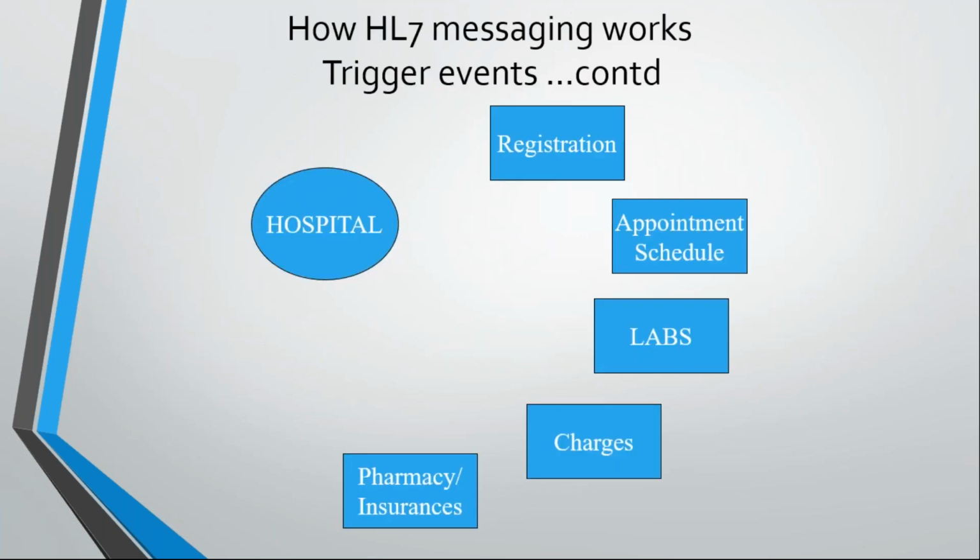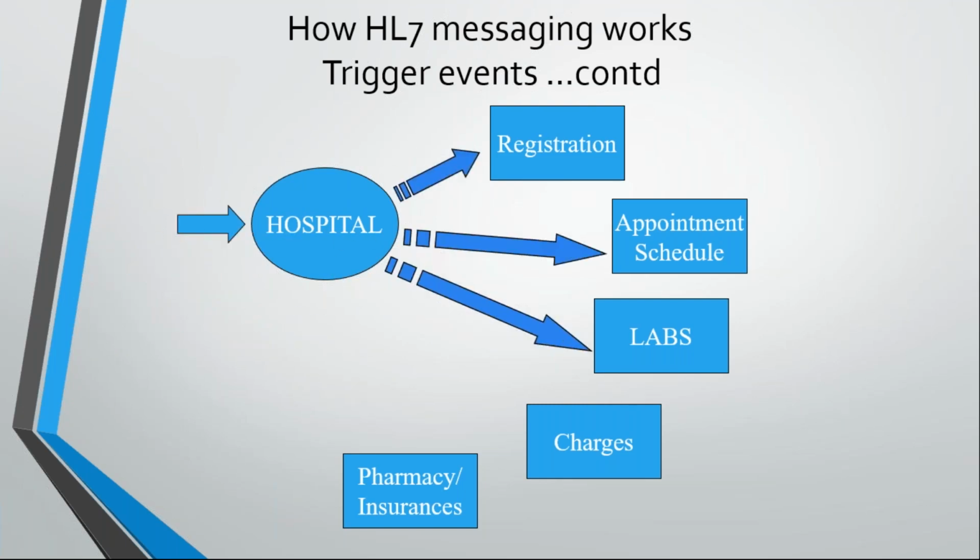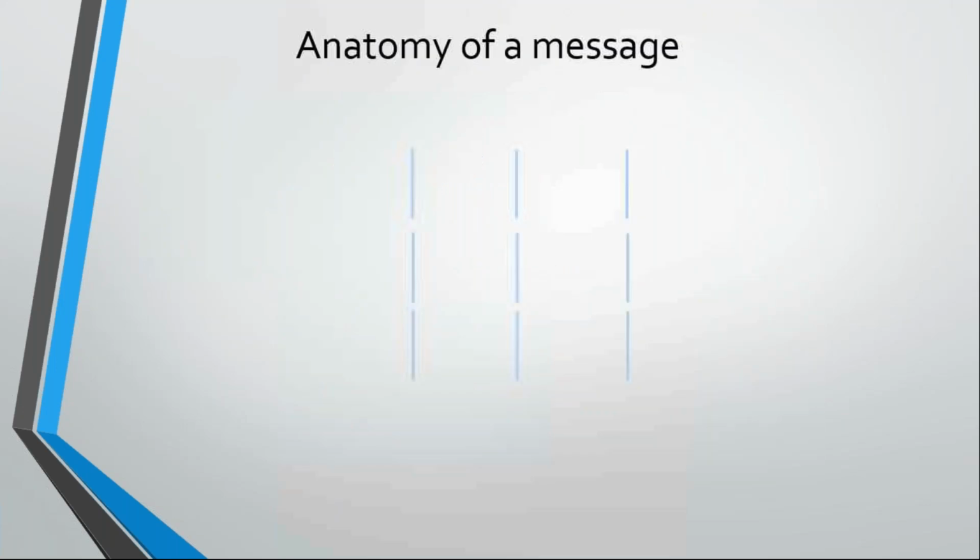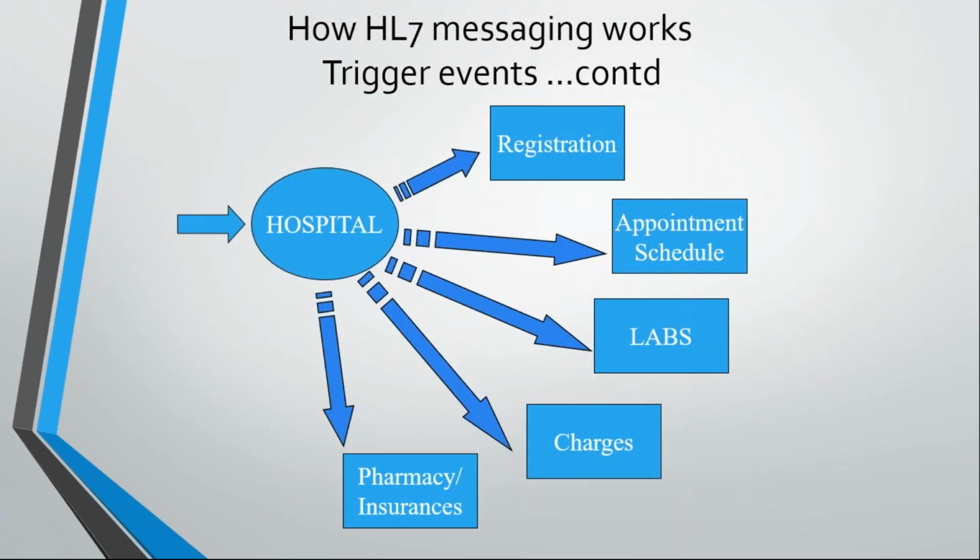There are many events, as I said, when we broadly discuss them. Registration is one kind of event, appointment scheduling is one kind of event, lab is one kind of event, and charges are one kind of event. Pharmacies and related insurances are another event. All of these events have their own structure in the form of HL7, which we'll be taking a look at in the next session. But in today's session, we will limit ourselves to understanding what all these events are. These are the events that we have broadly categorized, which means they are again divided into many other sub events, which we'll be talking about tomorrow.